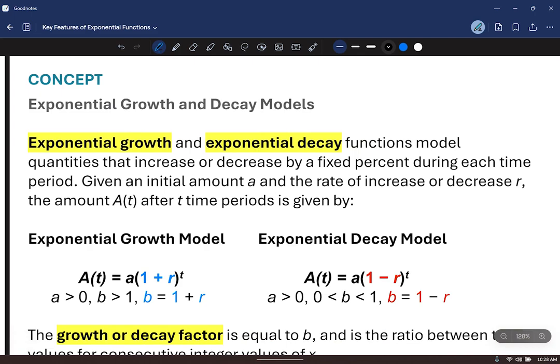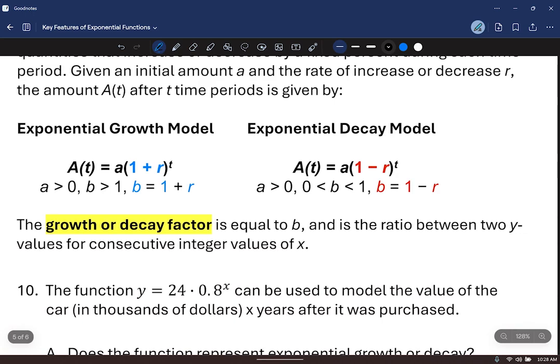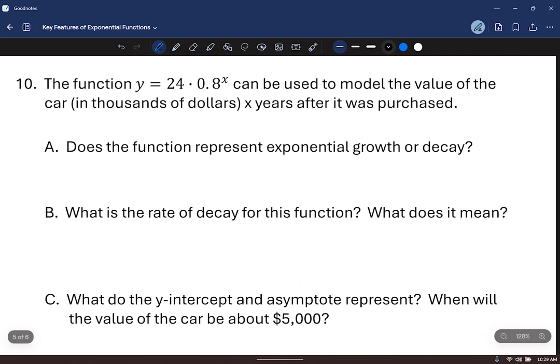All right, so this concept with exponential growth and decay is literally what we just came up with. So we know that inside here, the base is 1 plus our rate. That's a growth. And then 1 minus, that would be our decay. So let's look at number 10.